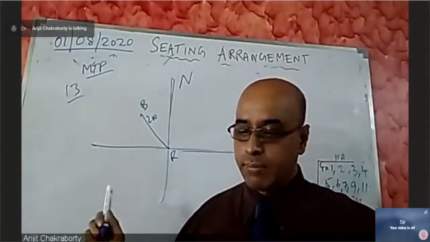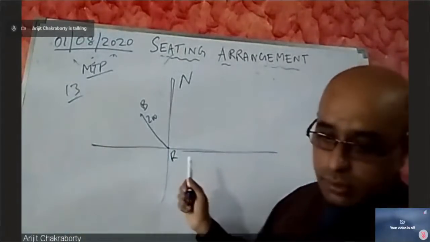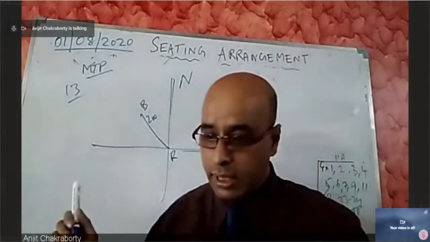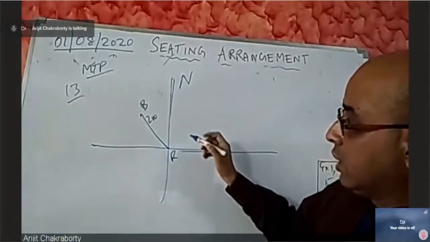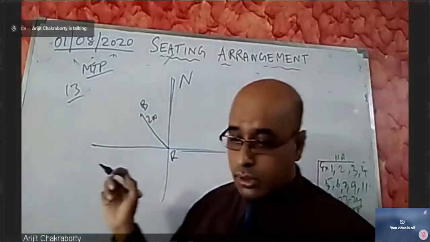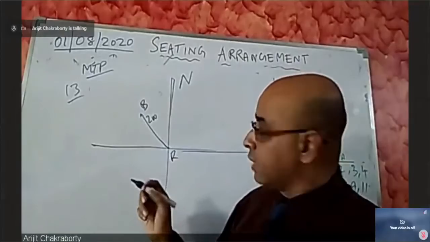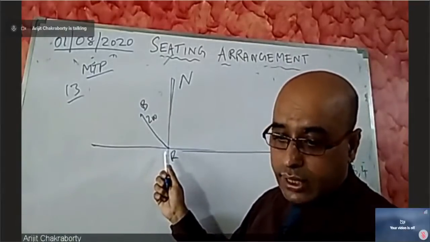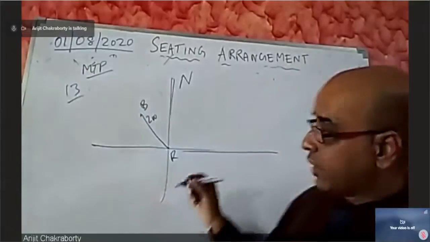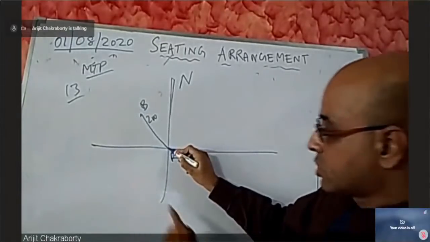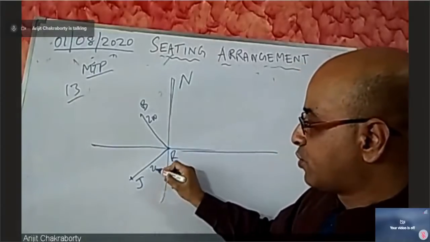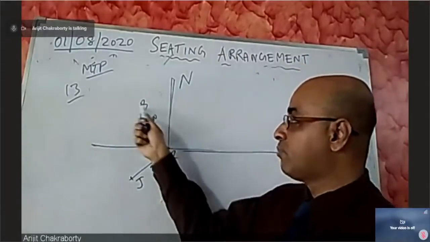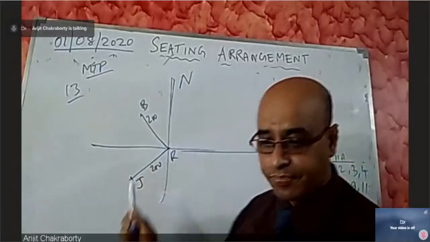Joseph is Rahim's neighbor and his house is located 200 meters away in the southwest direction, southwest. So 200 meters, this is the house of Joseph. Rahim is here, Babu is here, Joseph is here.